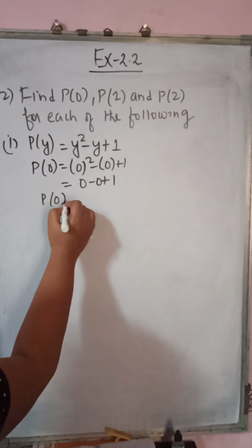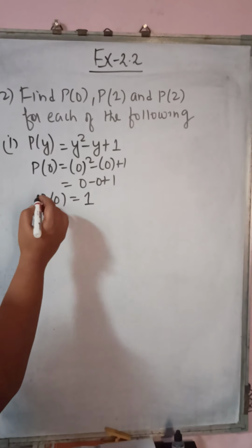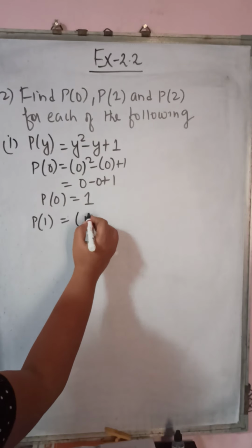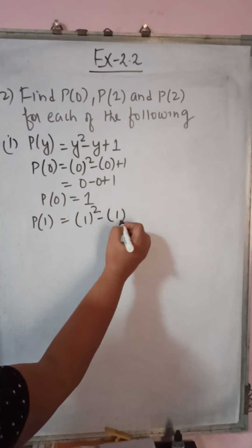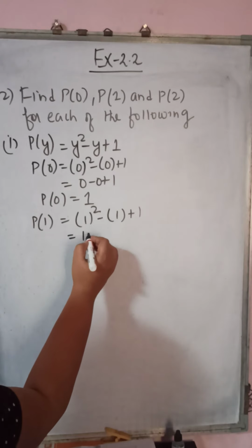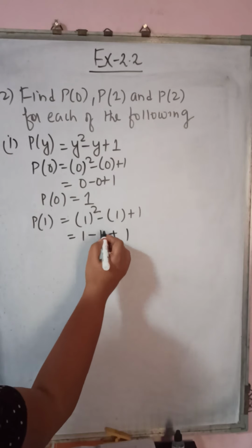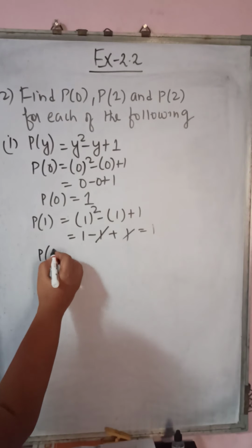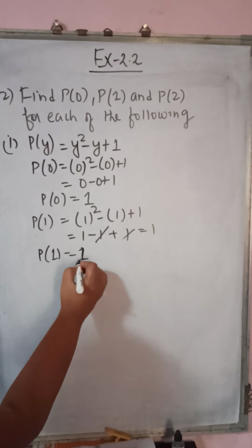So P0 is 1. Now we'll put P1, means wherever y is there, put y is equal to 1. So 1 square minus 1 plus 1. 1 minus 1 plus 1. Minus 1 plus 1 gets cancelled, so you are left with 1. Therefore P of 1 is equal to 1 is the answer.